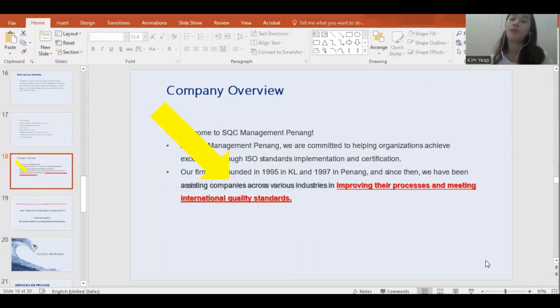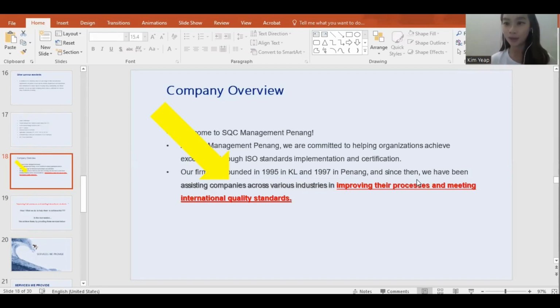Now moving forward, to help you recall when I was doing the company overview, trying to explain who we are and what we do, I hope you can now digest it a little better when I mention what our company does. Just now I was saying that our company assists our clients in different industries by helping them to improve their processes, by making sure that they meet the international standards.